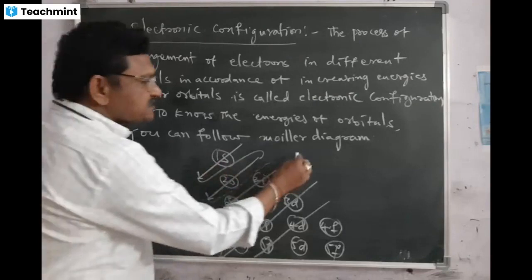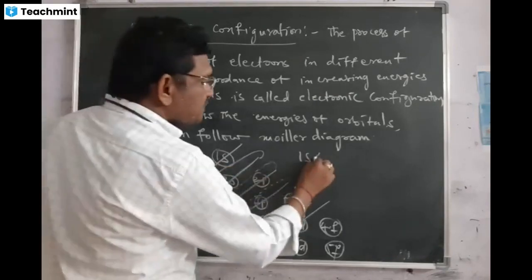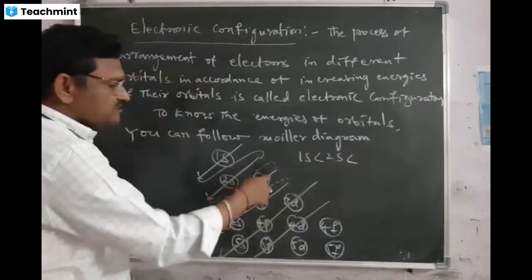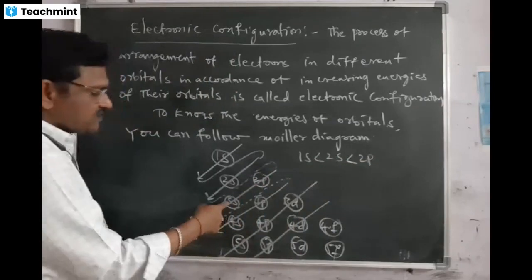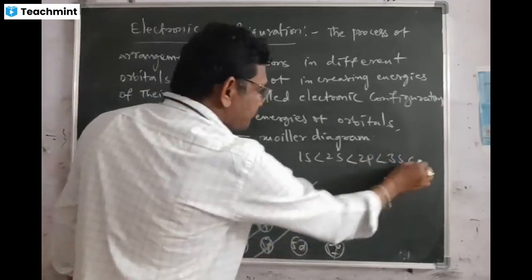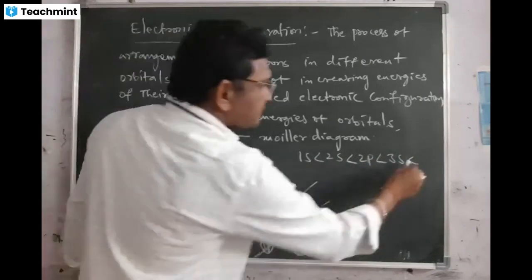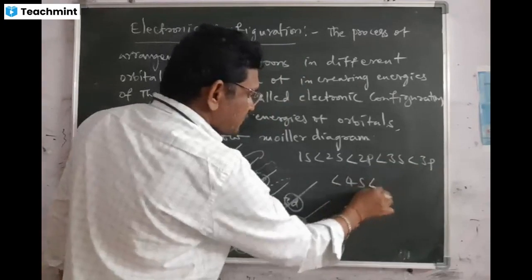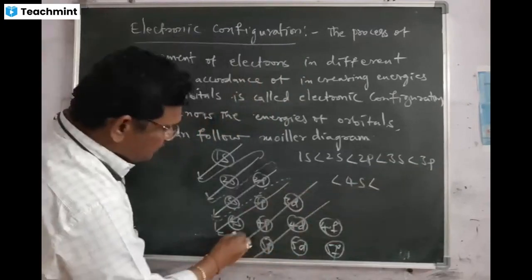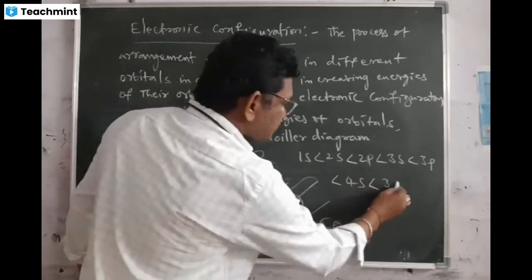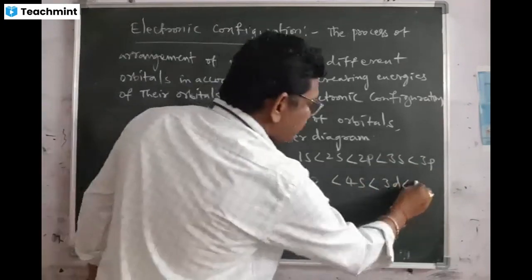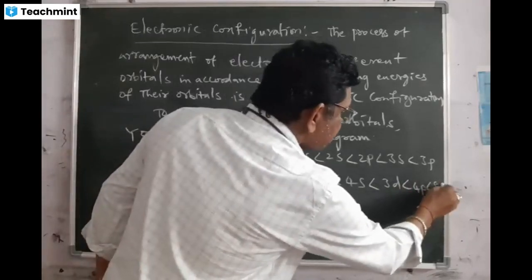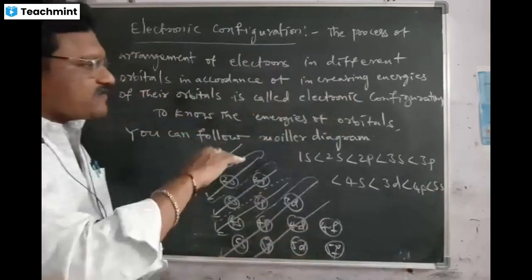See, first 1s. This is the lowest orbital. After that, the higher orbital is 2s. 1s, thereafter 2s, and thereafter 2p. Thereafter comes 3s, then 3p, then 4s. Thereafter, 3d. See, 4s is connected to 3d. Thereafter 4p, and then 5s. Like this, we can understand the energies of the orbitals from lower to higher.